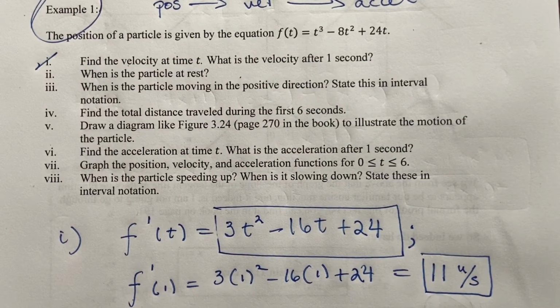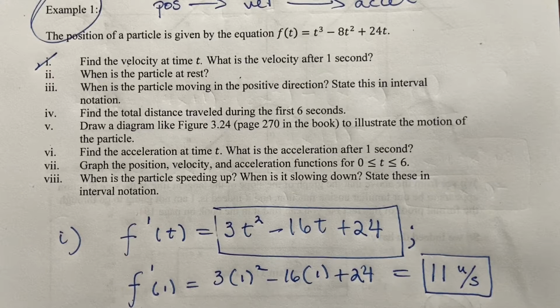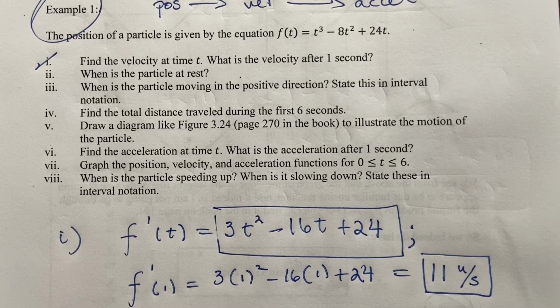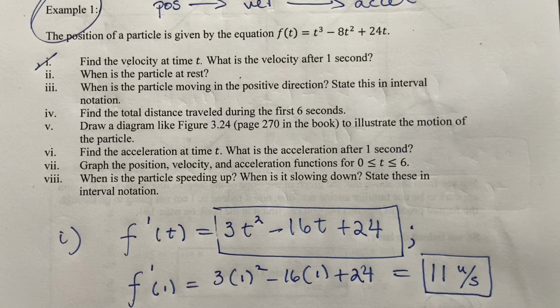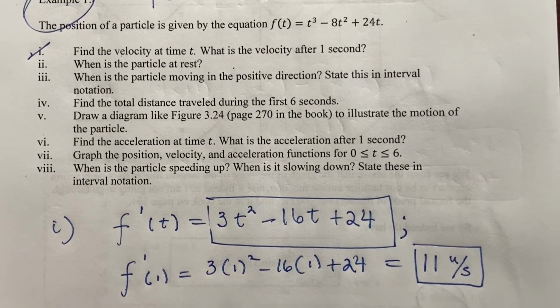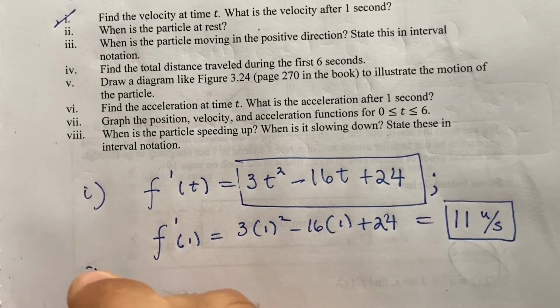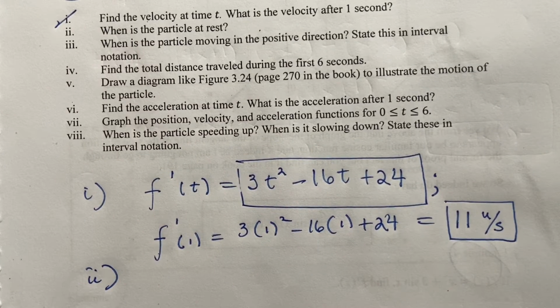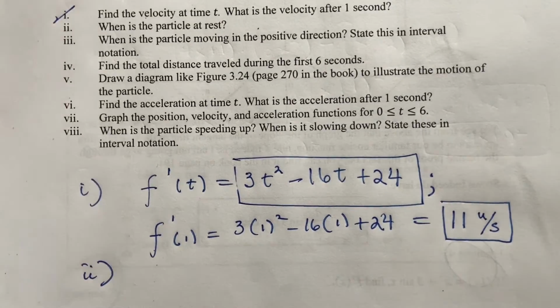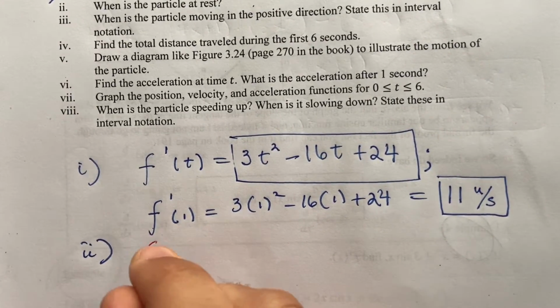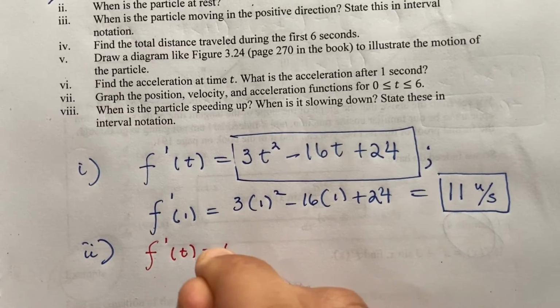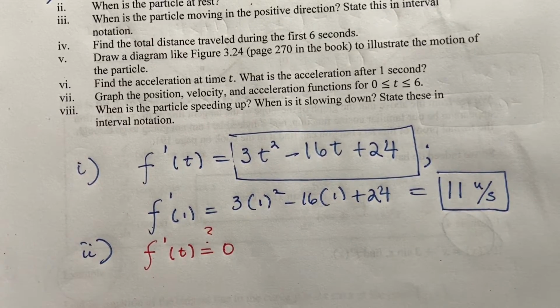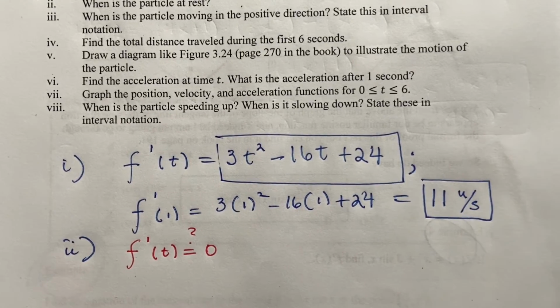So part 2, when is the particle at rest? So if you think about this conceptually, you are at rest when your velocity is 0, right? So for part 2, we're going to work with the velocity function. So we need to look for, maybe I'll do this in red, when f prime of t equals 0. That'll be when the particle is at rest.